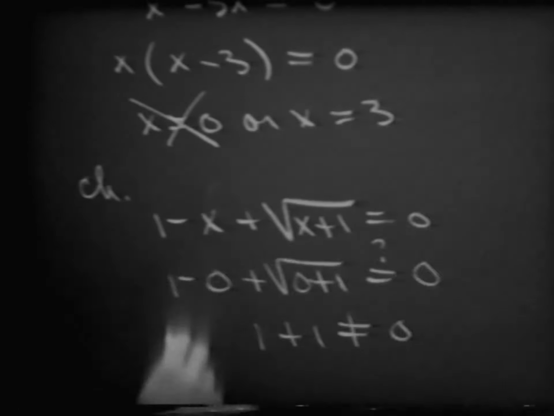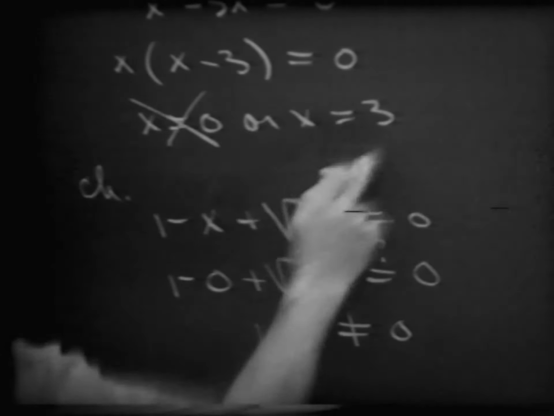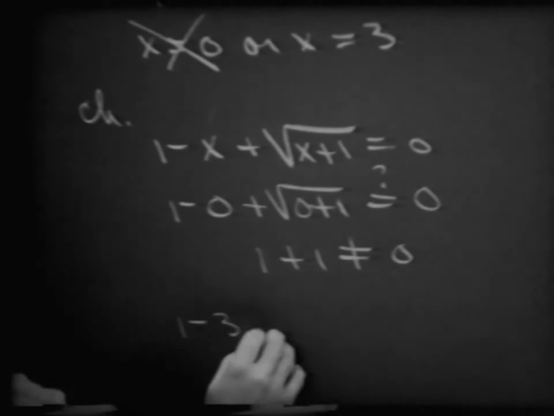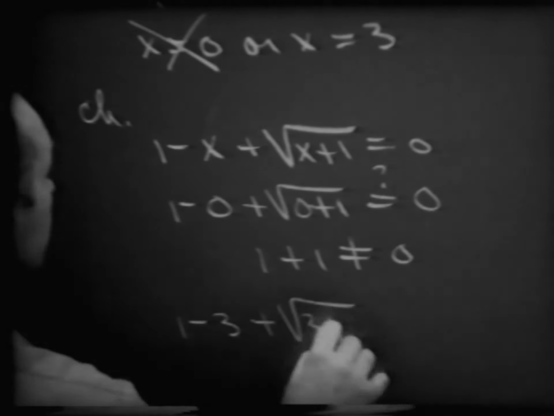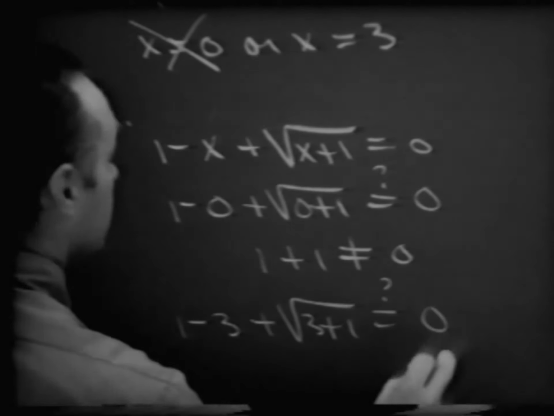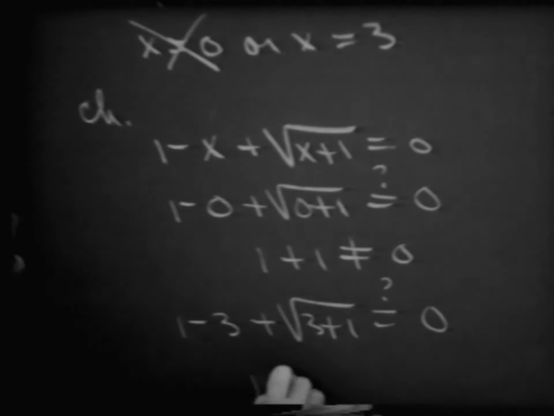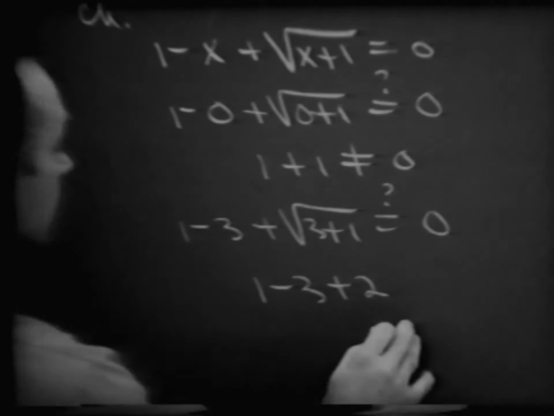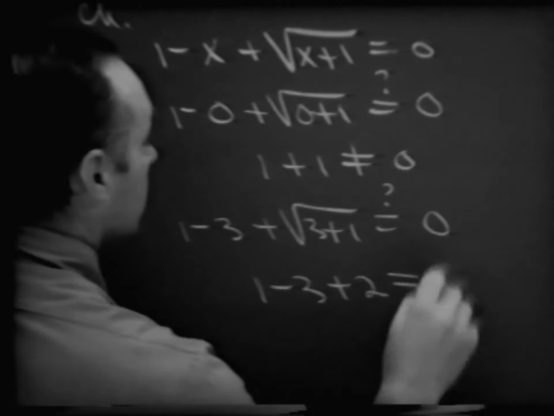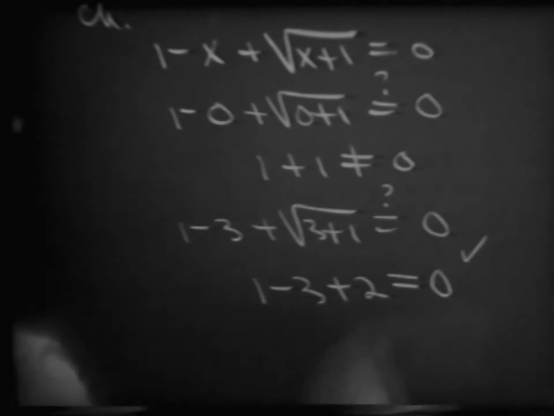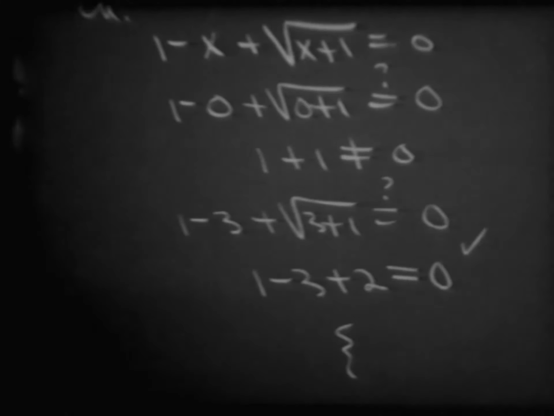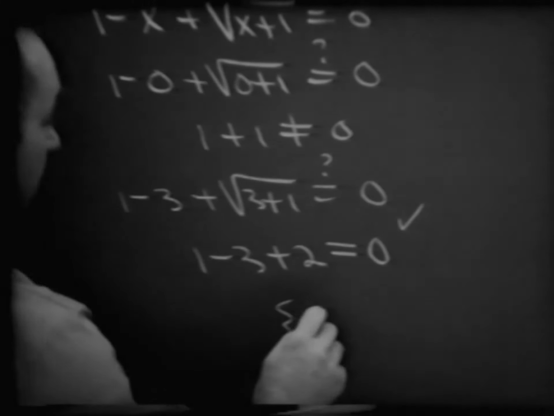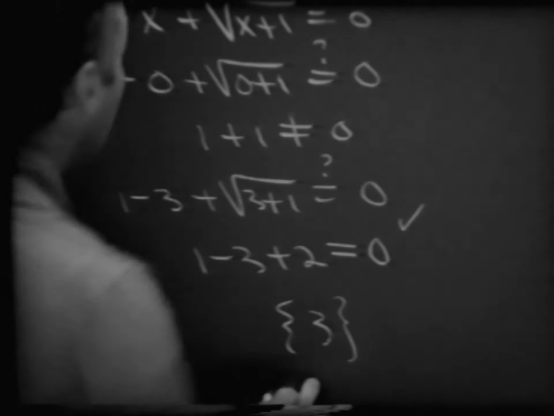Is that right? Well, let's check the other number. X is equal to 3. We have 1 minus 3 plus the square root of 3 plus 1. The question is, is that equal to 0? And we have 1 minus 3 plus 2. And sure enough, I think we'll agree that this one is equal to 0. It checks. Therefore, our solution set is the one number, which is what? 3.